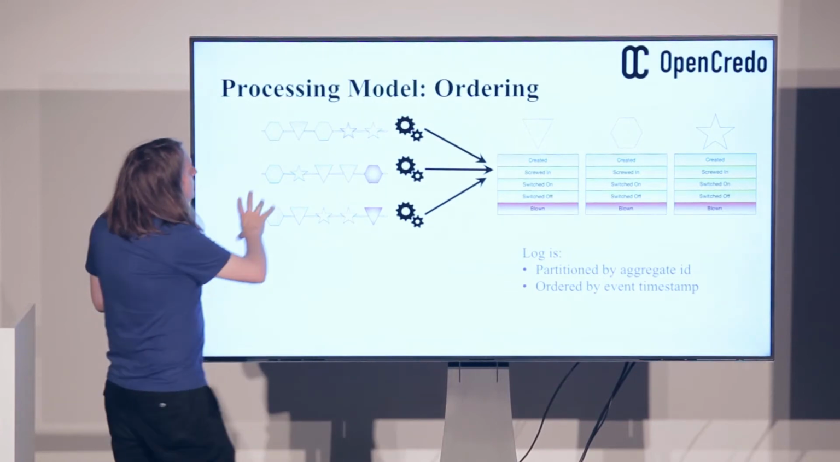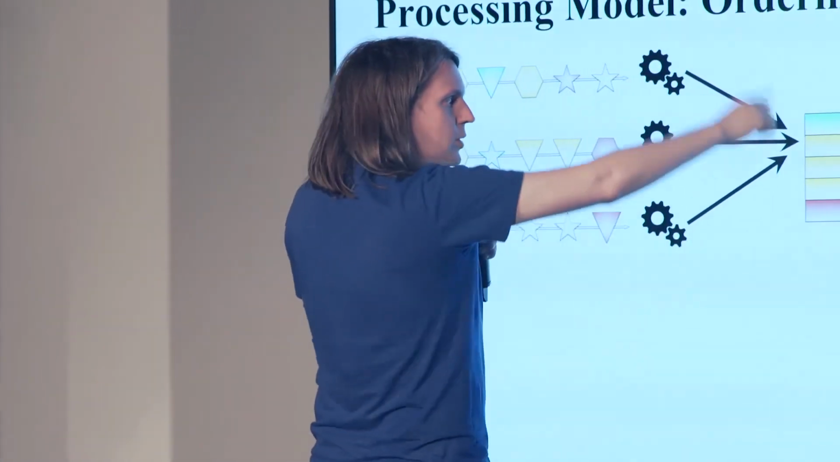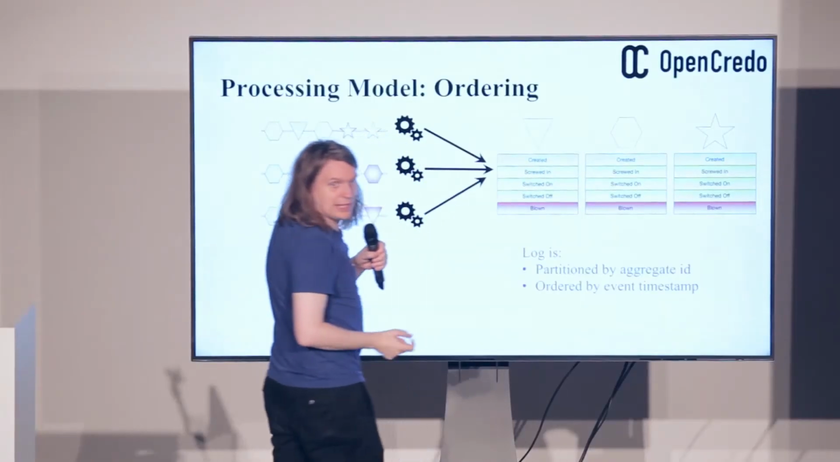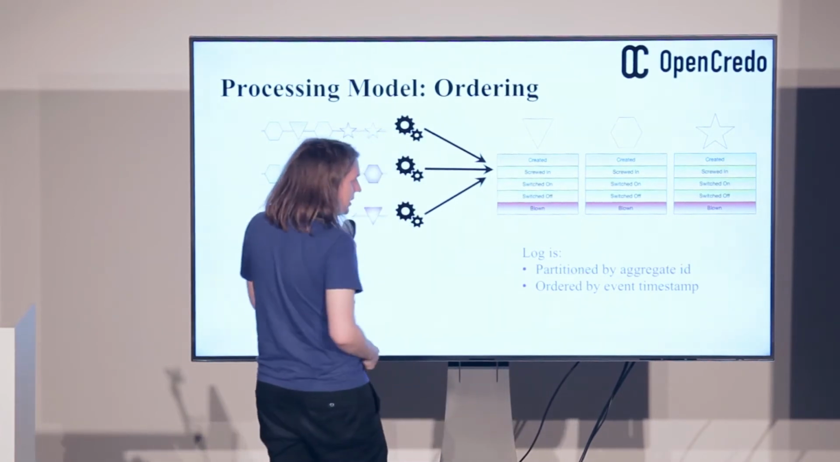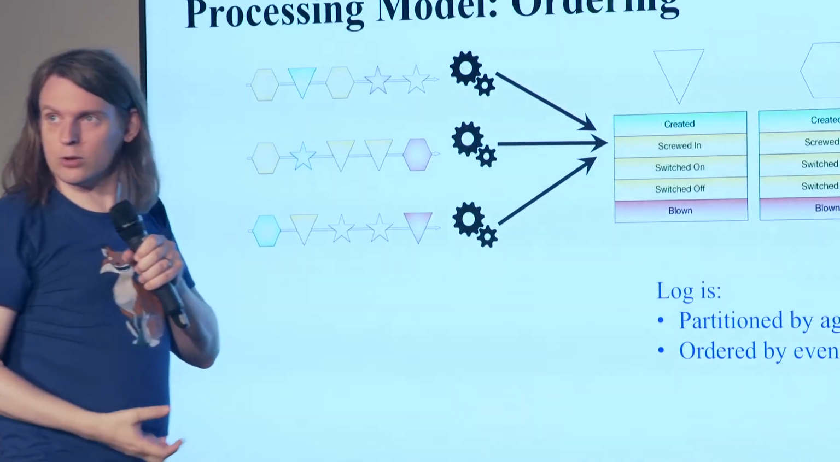So somehow we need to take this slightly jumbled sequence of events and sort them into buckets, where the log is partitioned by the aggregate ID. Each event goes into the right history for its originating entity, and they're ordered by event timestamps, so we reconstruct the correct order for them.